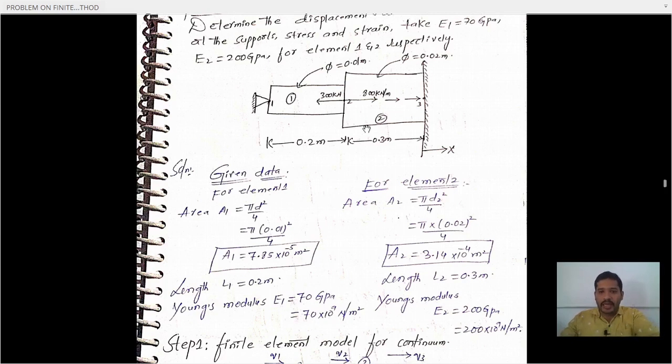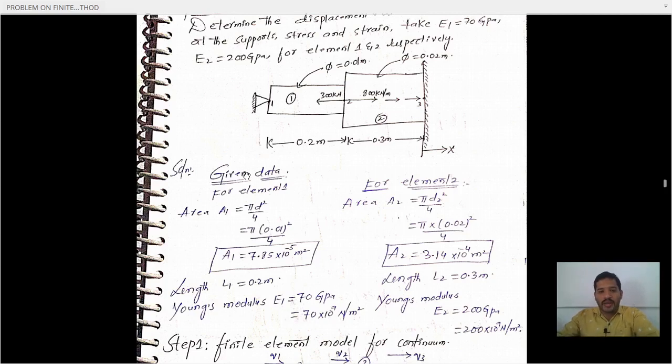Again, the same thing, we need to find the area for the second element. Because the diameter is given, we have to use the formula A2 is equal to pi by 4 into d2 square. The diameter of the second element given here is 0.02, so pi times 0.02 whole square by 4. If you calculate, you will get the answer 3.14 into 10 power of minus 4 meter square.